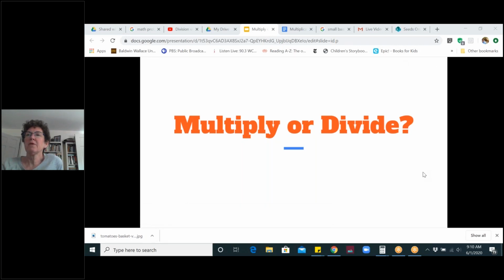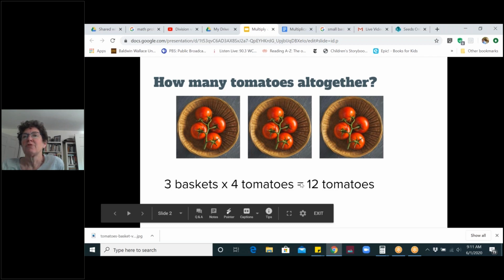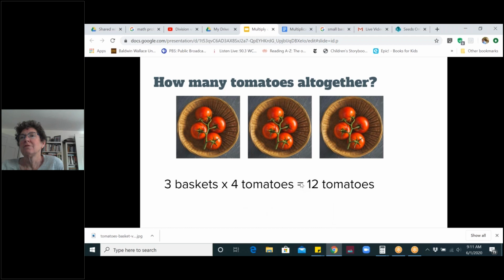So, multiply or divide. How many tomatoes do we have altogether? We have 3 baskets of tomatoes. We have 4 tomatoes in each basket. And we're being asked to say how many in total. Well, that's a multiplication problem. 3 baskets times 4 tomatoes equals 12 tomatoes.